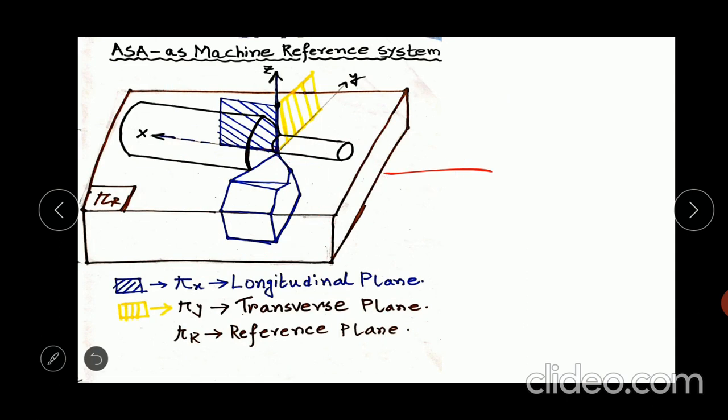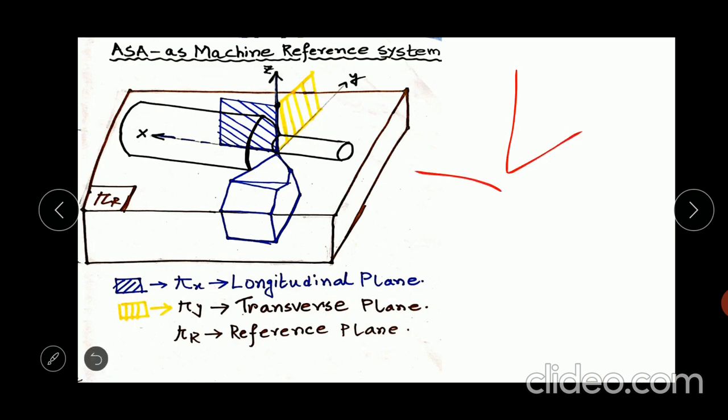So how are the inclination angles related to those planes, as I have shaded here? The angles are measured with respect to a plane, from a particular plane. So the machine reference system is the reference planes related to the measurement of all the inclination angles of the single point cutting tool. You can see here you have 3 different axes.